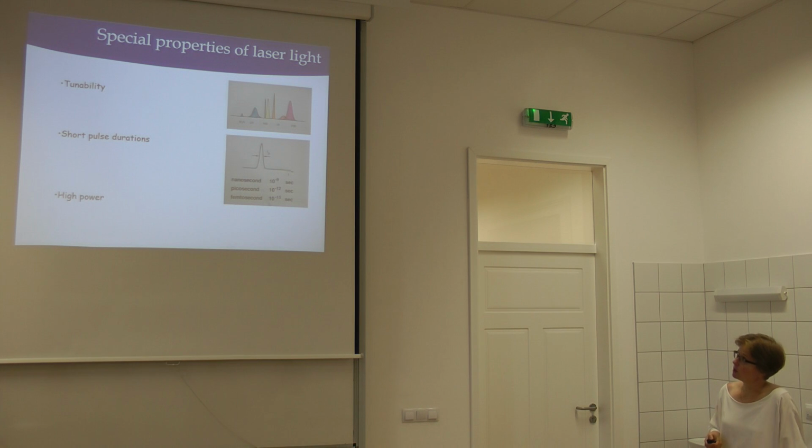Other special properties of laser light: some of the lasers are tunable, which means they have a very well-defined wavelength, a very well-defined color, but you can shift this color. This is what we call tunability. Also, laser light can be made to have very short pulse durations. Later on I'll give you some examples. But there are laser pulses that only last a few femtoseconds, 10 to the minus 15th of a second, 10 to the minus 15 seconds.